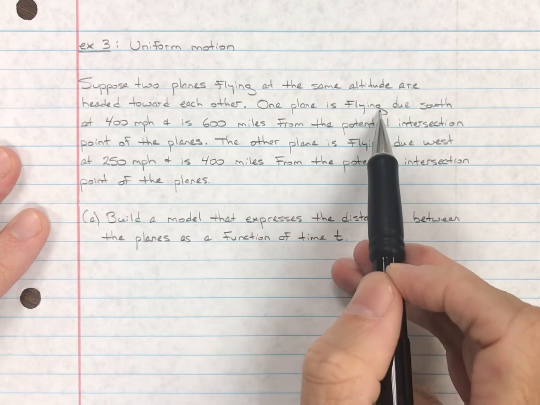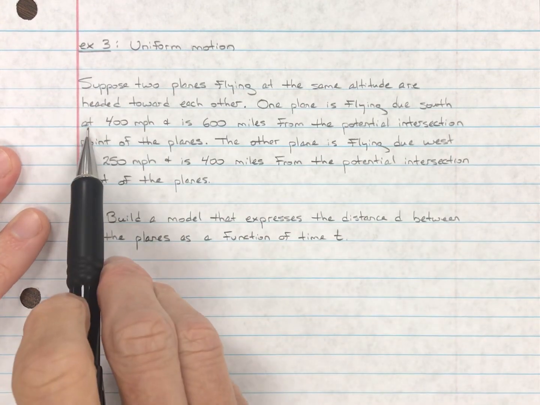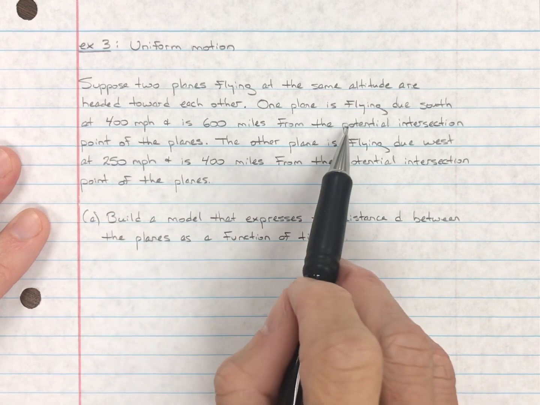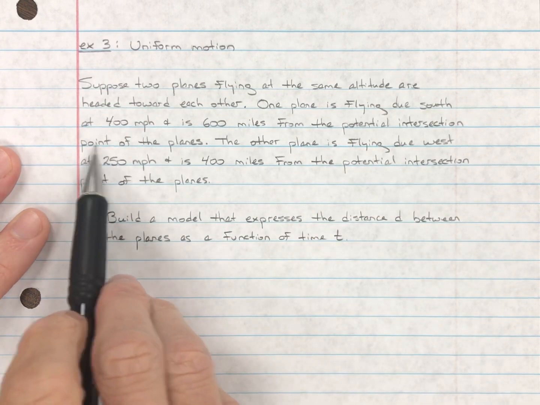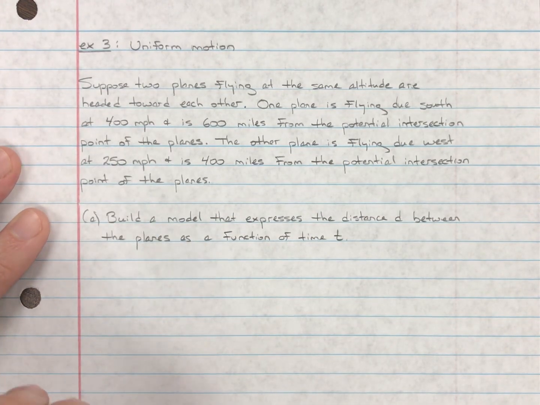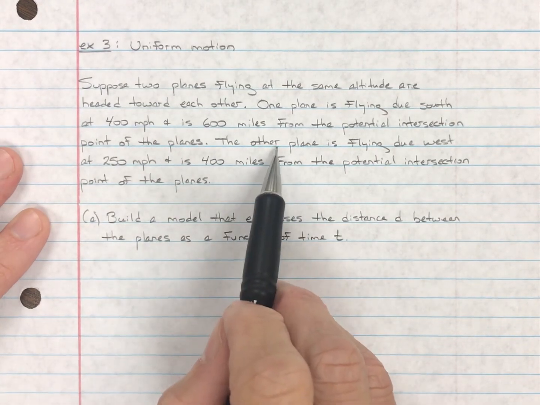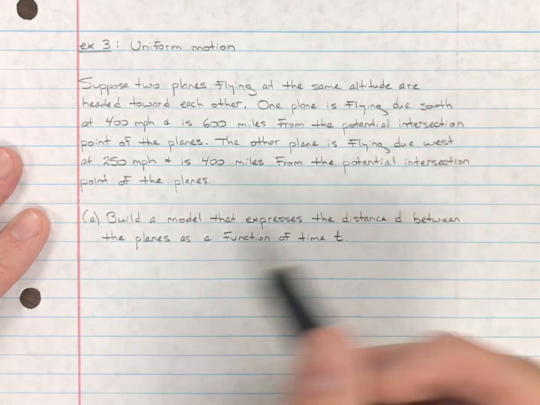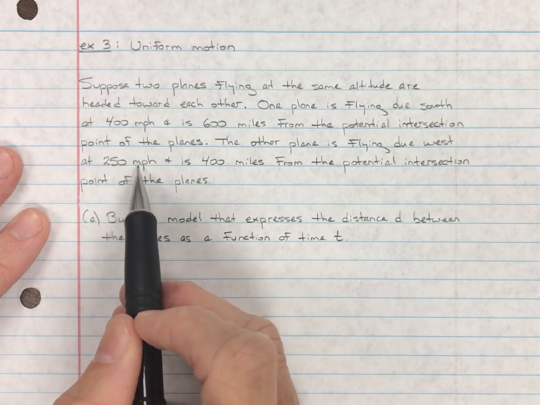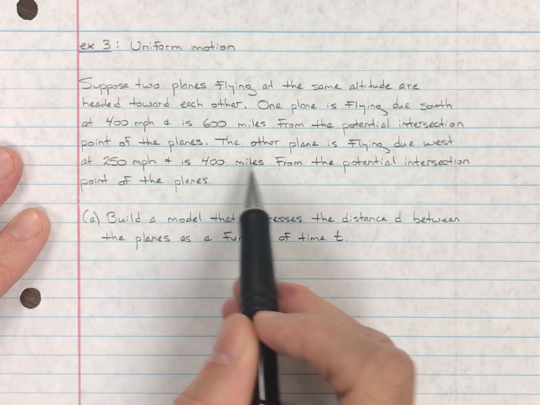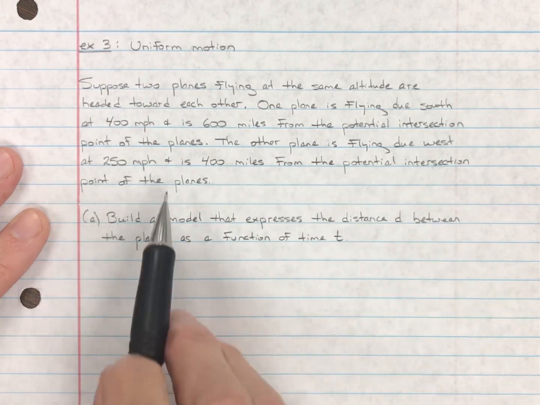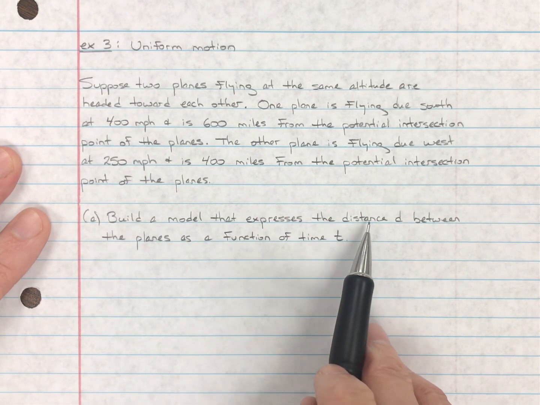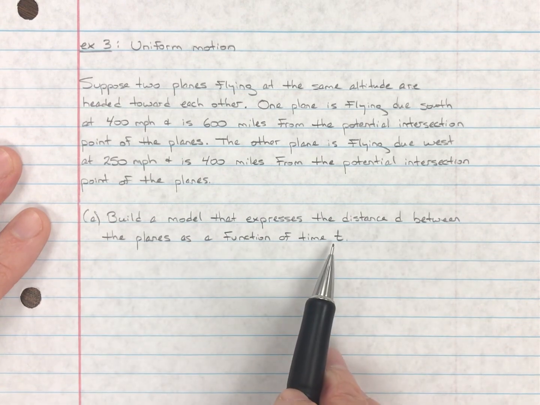One plane is flying due south at 400 miles per hour, and it is 600 miles from the potential intersection point of the planes, from the crash site. The other plane is flying due west at 250 miles per hour, and it's 400 miles from the crash site. Okay, letter A. Let's build a model that expresses the distance between the planes as a function of the time.